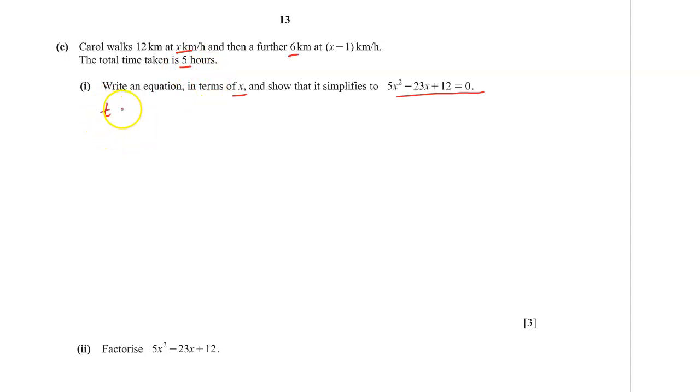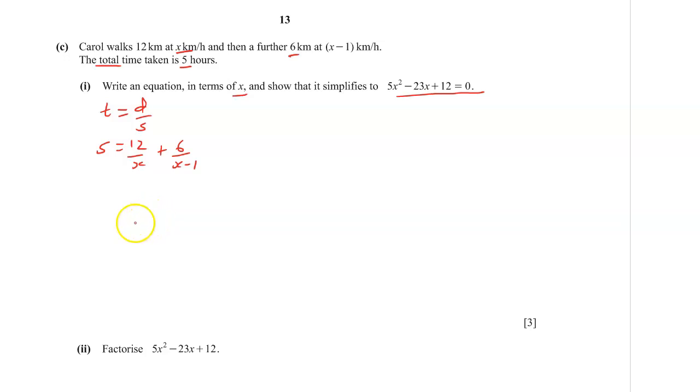So we know that time is equal to distance upon speed. Therefore, 12 kilometers at this speed, 12 kilometers over x, plus, don't forget total time, plus 6 kilometers over x minus 1. This is equal to 5.